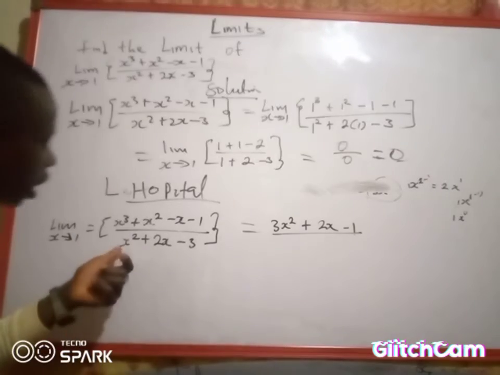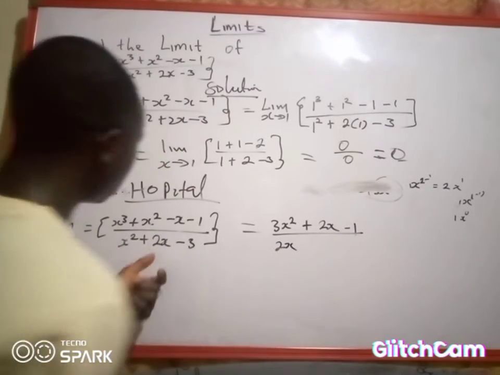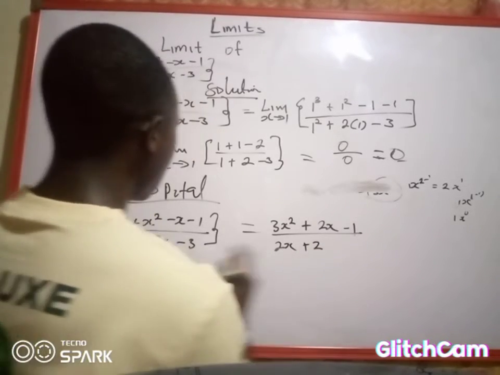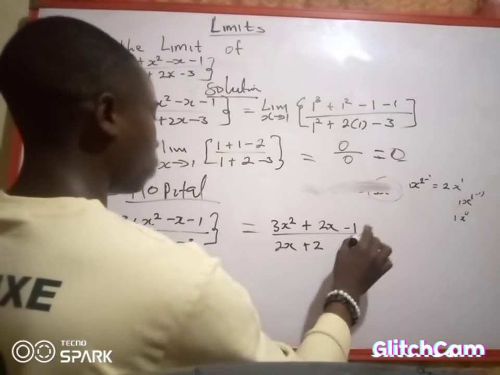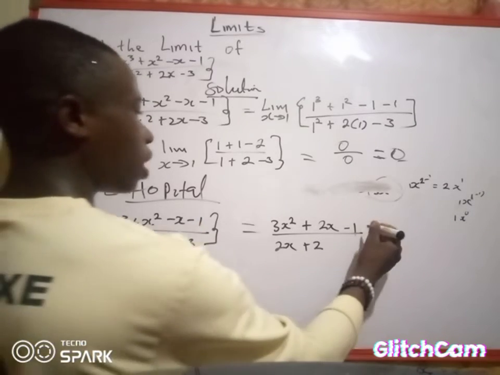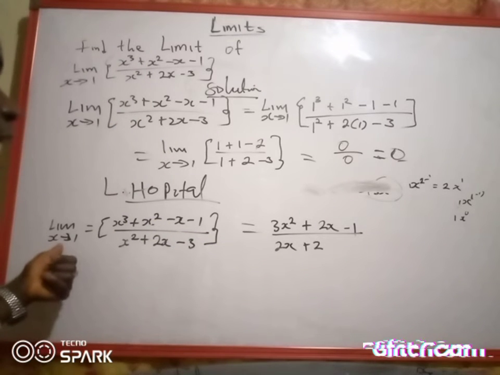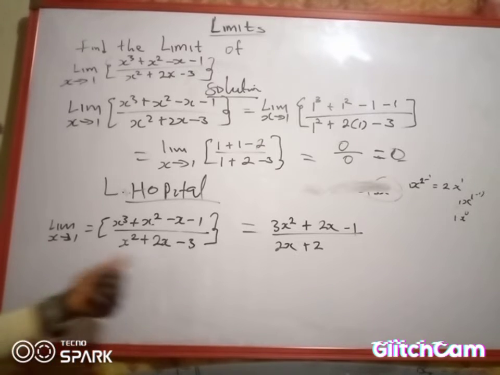Then divided by, if you differentiate s squared like we did, we have 2s. Differentiate 2s, you have 2. So 2s plus 2. And the derivative of a constant is 0, so the derivative of this minus 3 also is 0. So from here now, we can input our 1, because s tends to 1.